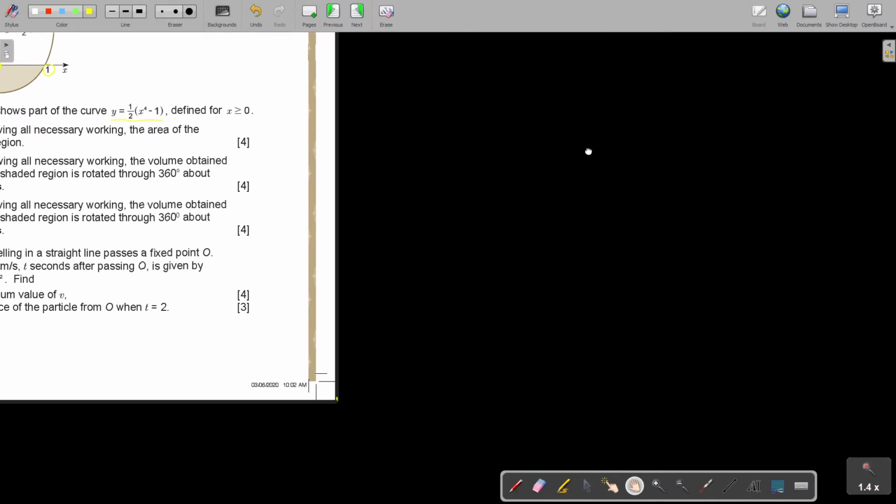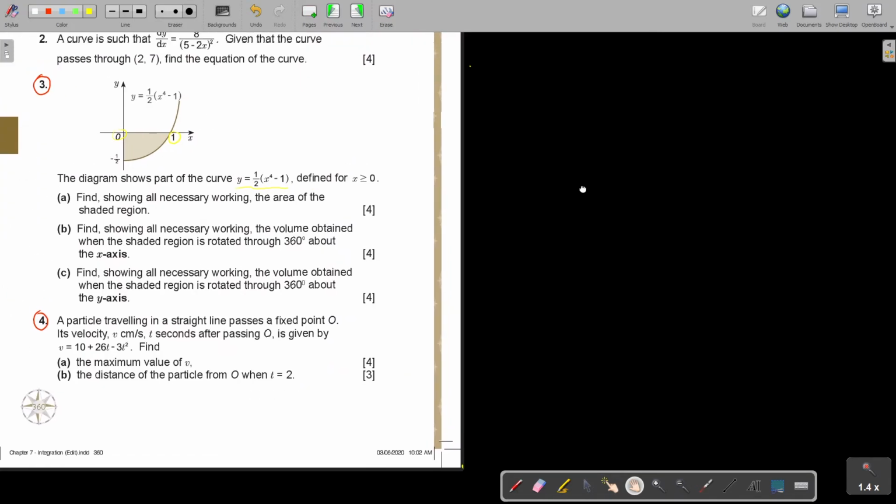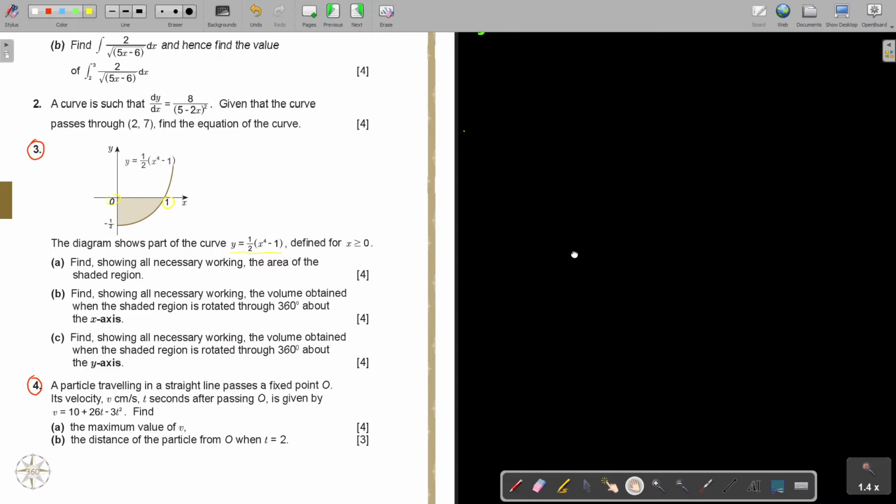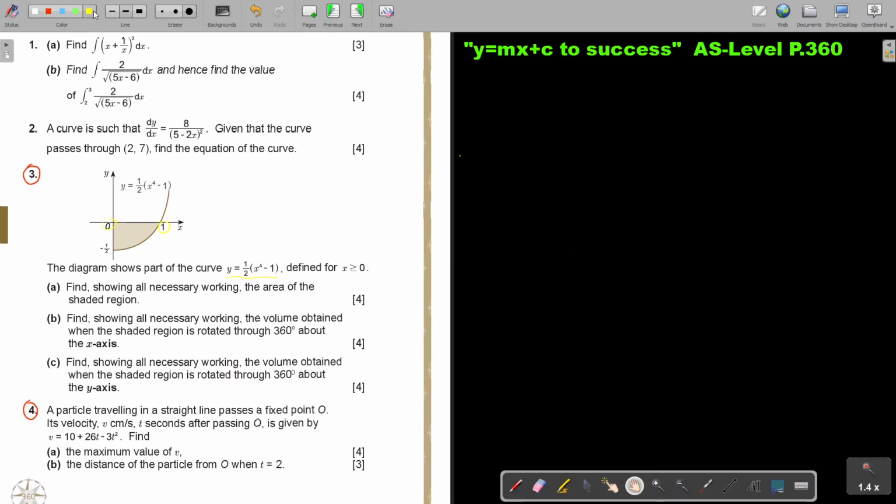All these lines, it's just with the moving coming usually in. Number 4 is not so long, so I'm just going to, there it is, nice now, standing nice. Number 4. A particle travels in a straight line, passes a fixed point O. Its velocity, remember, centimeters per second, t seconds after passing O is given by this velocity.